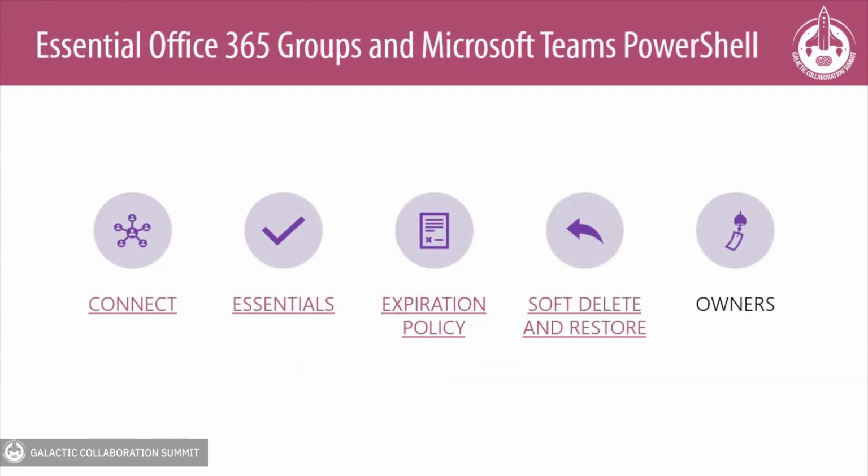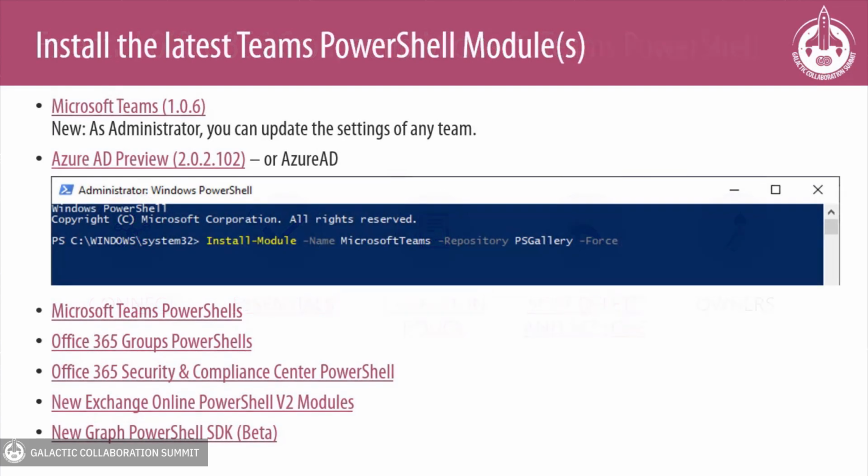So let's start with the essentials. First, we learn how we can connect with PowerShell to Microsoft 365. Then we see some essentials, how we can access the Microsoft 365 groups and teams. How is it going with the policies? How is it going with the properties of, let's say, a team, for example? How is it going with soft delete and other stuff?